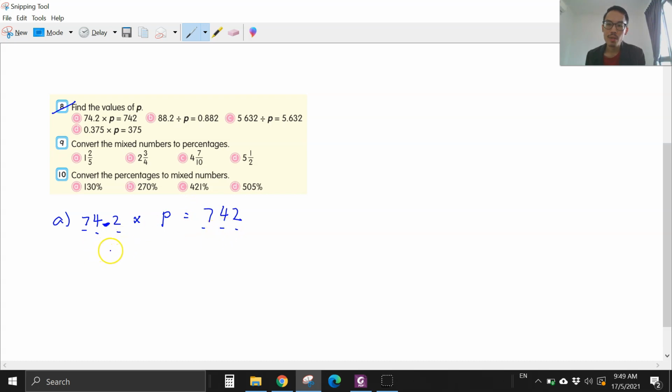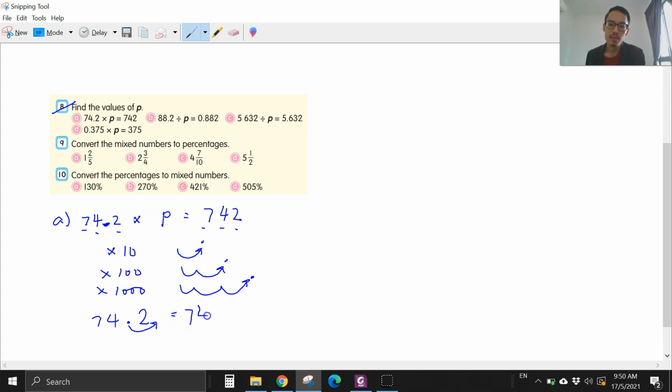So remember, when we move the decimal point, if you times 10, titik gerak sekali. If you times 100, gerak 2 kali. If you times 1000, gerak 3 kali. So this 74.2 here, how many times do you have to move to make it 742? You only have to move one time. Gerak sekali saja. So one time, it becomes 742.